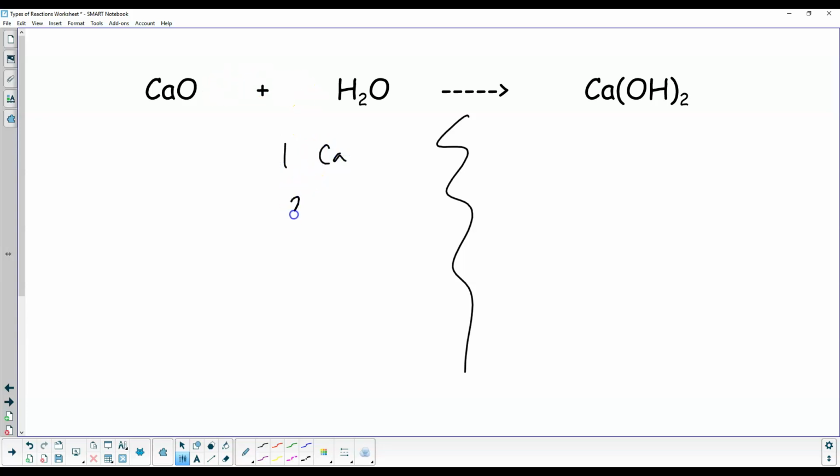One calcium, two oxygens, two hydrogen over here. One calcium, two oxygens, two hydrogens. This one is already balanced. Okay, that happens. This is, that's not decomp, that's synthesis, my bad. Synthesis because we have two things turning into one. They are synthesizing.